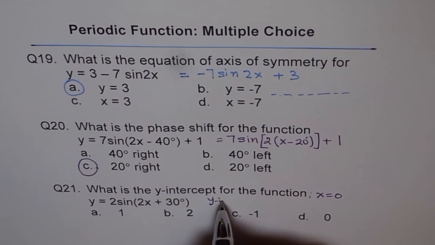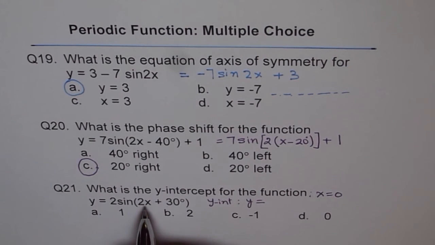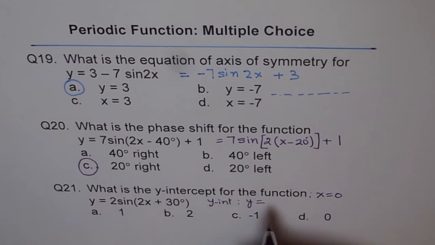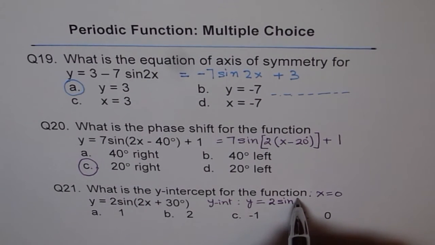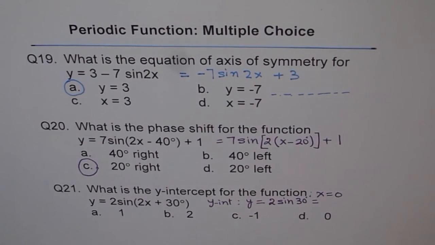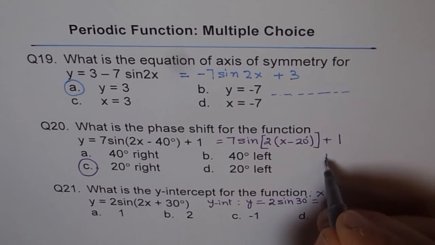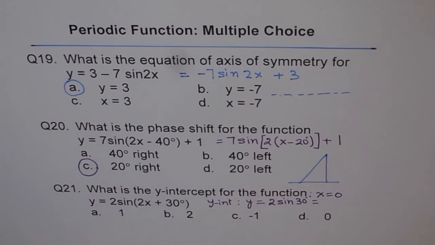So y-intercept is at y equals, put x equals 0, then calculate 2 times sine of 30 degrees, right? Now that gives you the answer. Sine of 30 degrees you can always find from your triangle, correct? 30, 60, 90 triangle, right? Let's say this is your triangle, and if you're not very sure, there is no harm in drawing it.